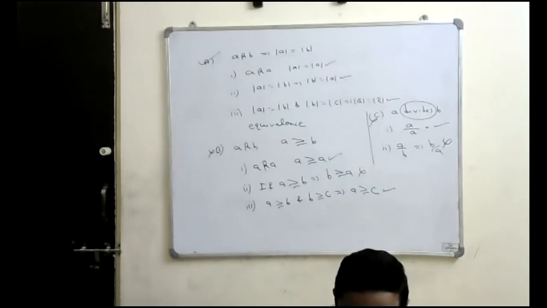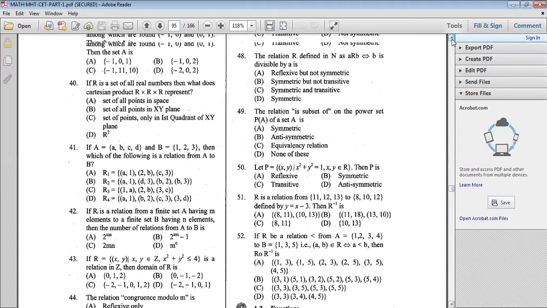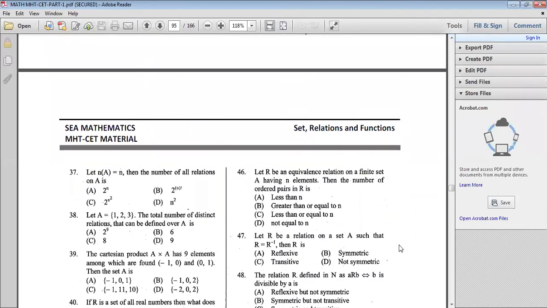Now, look at the next problem. Look at the 45th problem once. Let R be an equivalence relation on a finite set A having n elements, and the number of ordered pairs in R is. So ordered pairs means how many elements will be there in the relation? What is the formula for the number of relations? The total number of relations is 2 power n square, but in the number of equivalence relations.